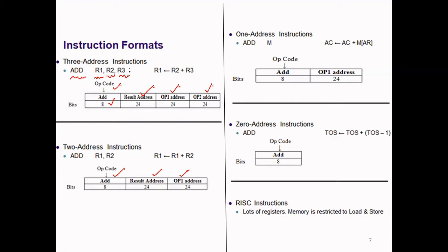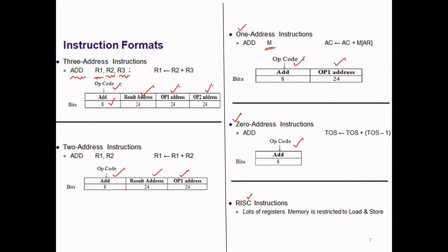Basically operand 2 is here, both will be added, and the result is stored back in R1 only. This is R1, R2. If you see this one address instruction, for example, add M, this is opcode and only one address, whatever this address. And if you see 0 address instructions, in the instruction only opcode is available. That's all. When you say add, it takes 2 elements from the top of stack memory, adds them, and the result is stored back to top of stack.